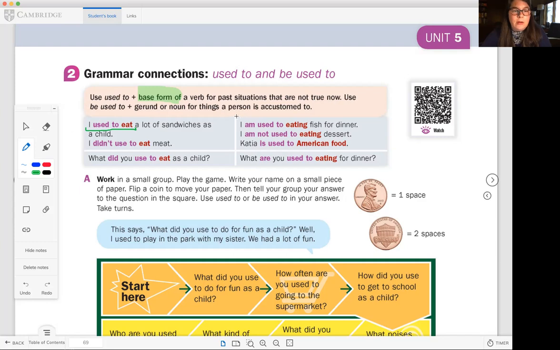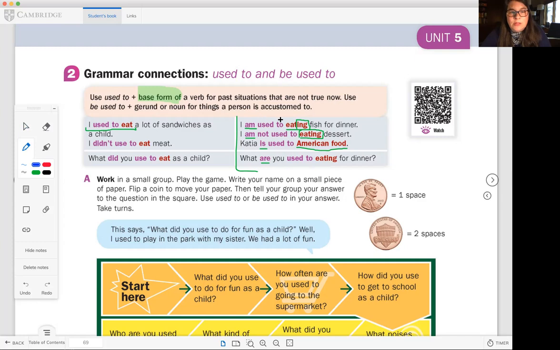Now this over here is different. This is to be used to and eating. This is the ing form. To be, to be. This is the verb to be. So it looks like this, but there's two differences. You have the verb to be in front, and it's not base form. This is either a gerund or a noun. Gerunds are nouns. They're activities. So let's look at the idea over here.